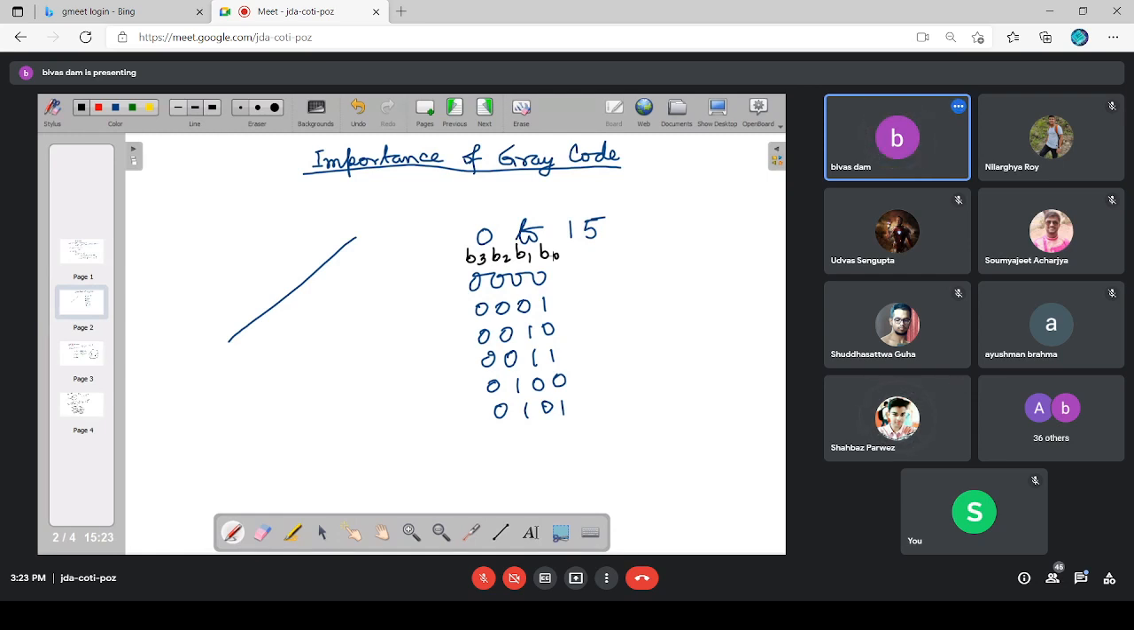Sir, the last part got cut off. Could you repeat it a little? Yes. In this temperature measurement, this output is of how many bits? Four bits. So I have termed them B3, B2, B1, B0.